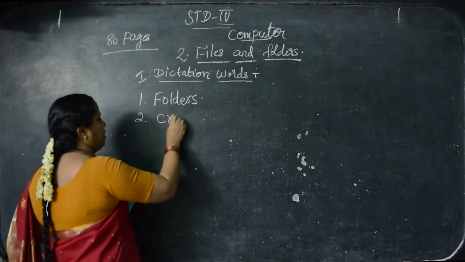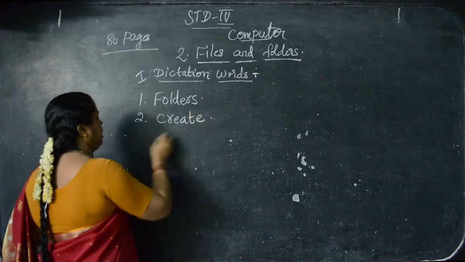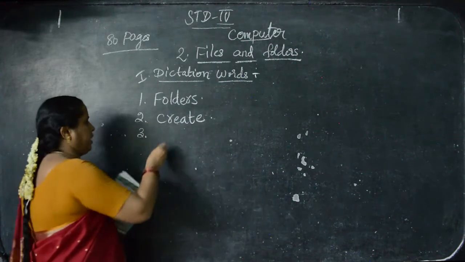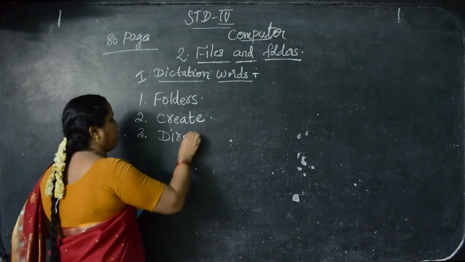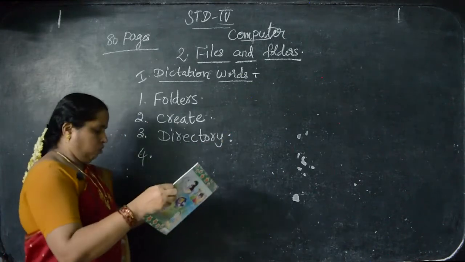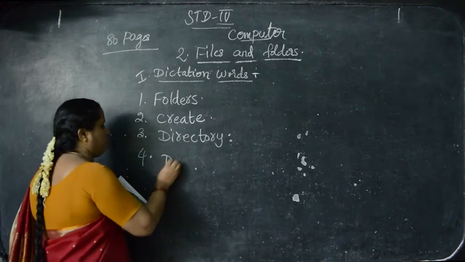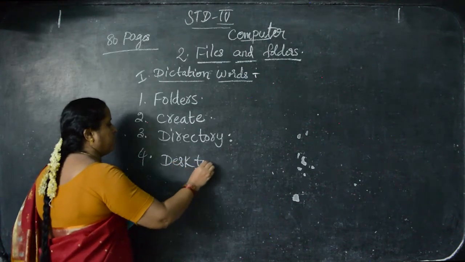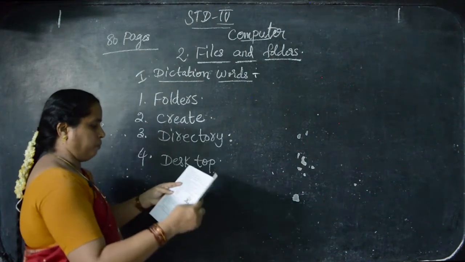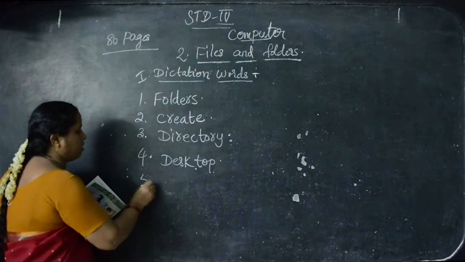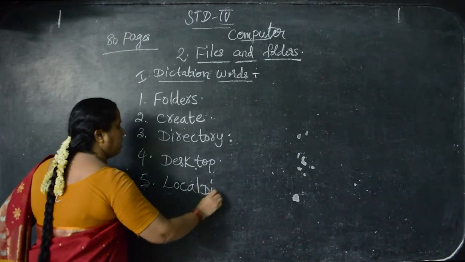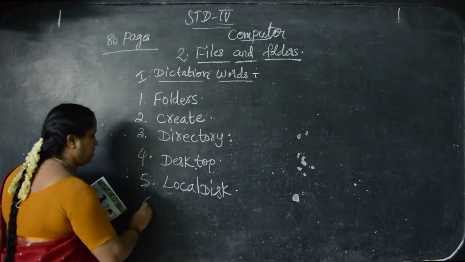Second one, create, C-R-E-A-T-E, create. Third one, directory, D-I-R-E-C-T-O-R-Y, directory. Fourth one, desktop, D-E-S-K, desk, T-O-P, top, desktop. Fifth one, local disk, L-O-C-A-L, local, D-I-S-K, disk, local disk.